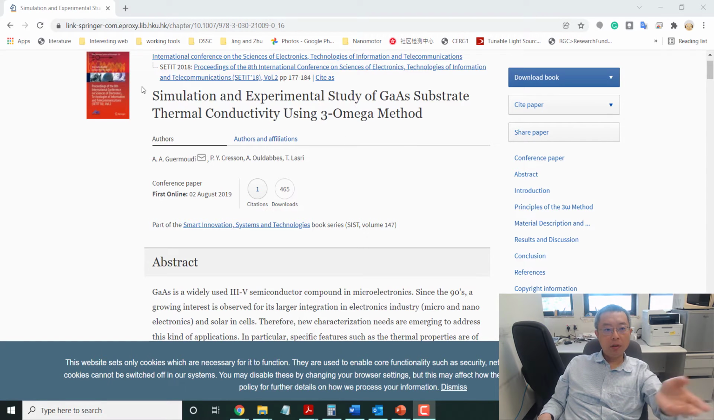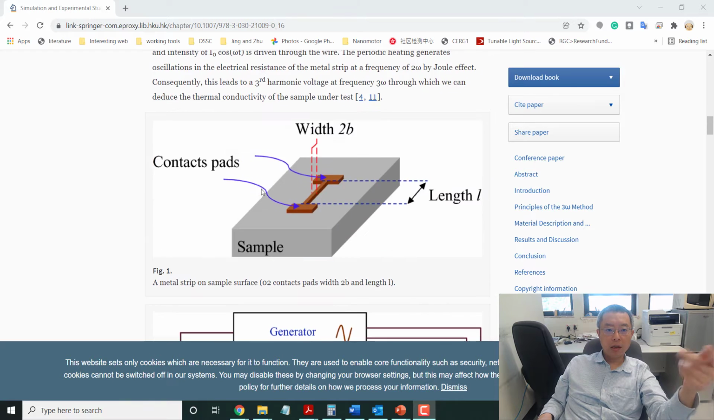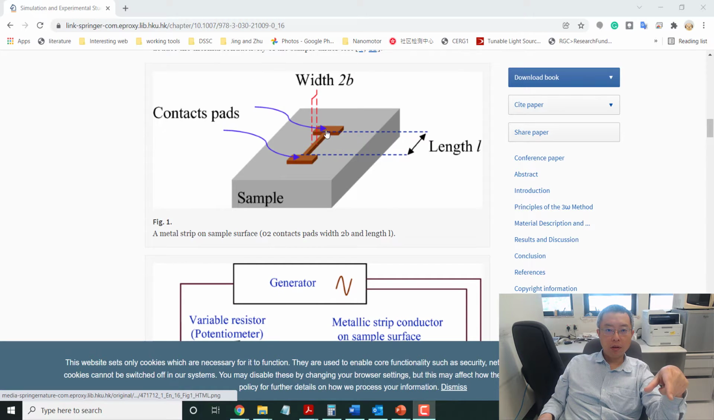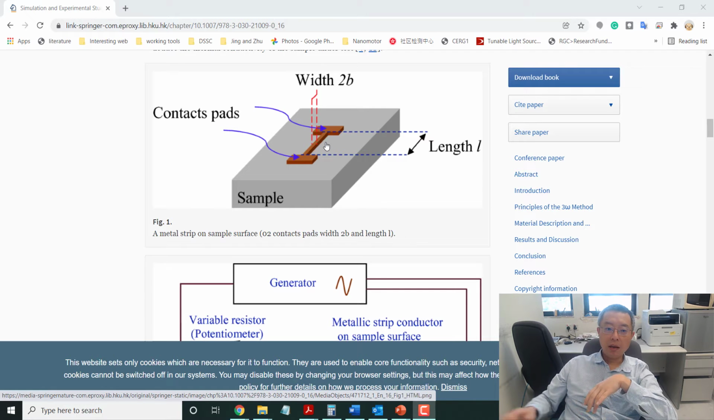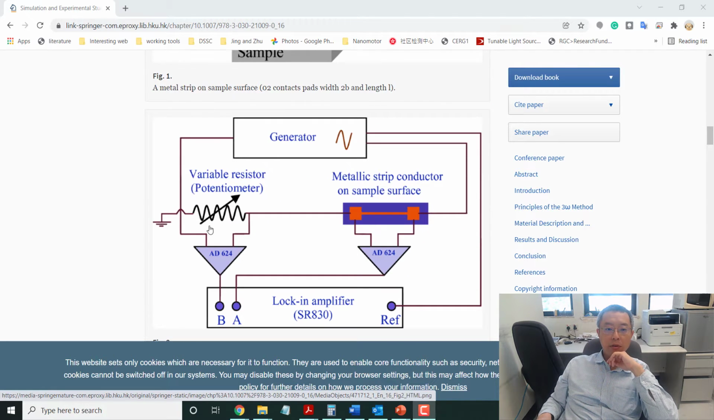And as you can see in these papers, there are some metal wires, and these metal wires will have some resistance. If you connect it in this configuration, basically you have a potentiometer, and this potentiometer is in series with your metal stripes. And this metal stripe is on top of some kind of substrate.